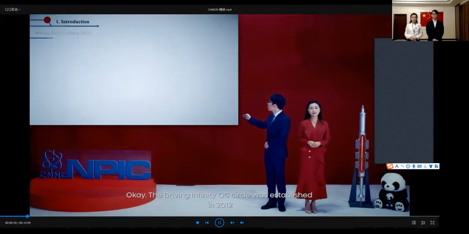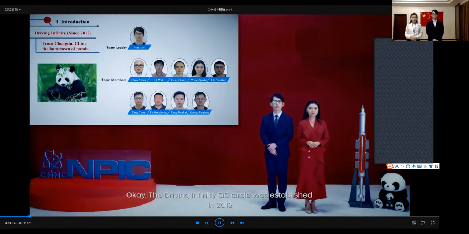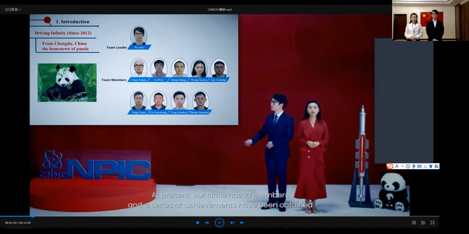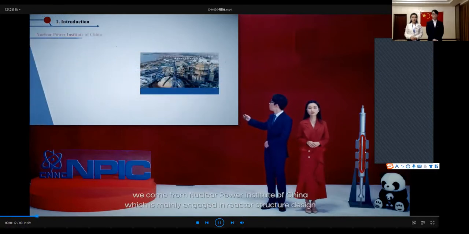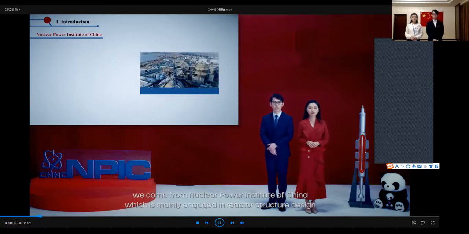The Driving Infinite QC Circle was established in 2012. We come from Chengdu, China, the hometown of Panda. At present, our circle has 10 members, and a series of achievements have been obtained. We come from Nuclear Power Institute of China, which is mainly engaged in reactor structure design.